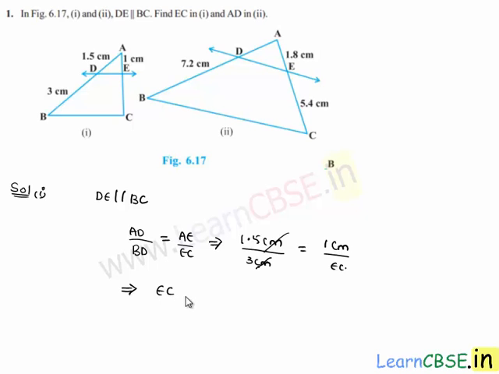Now by transposing EC to the left hand side, we get EC is equal to 3 times 1 centimeter divided by 1.5, which is equal to, here 1.5 goes in 2 times, so we got finally EC as 2 centimeters. Therefore EC is equal to 2 centimeters in the first question.